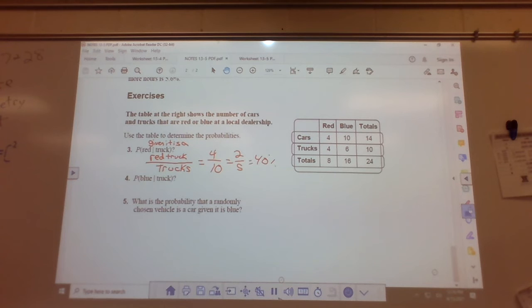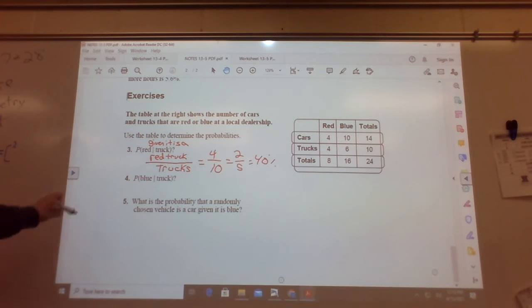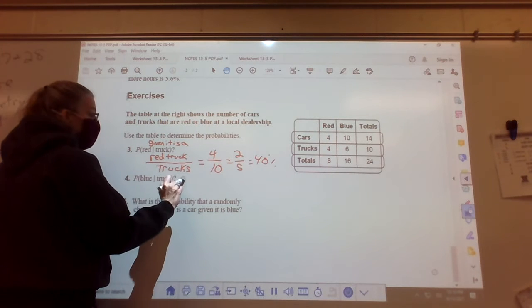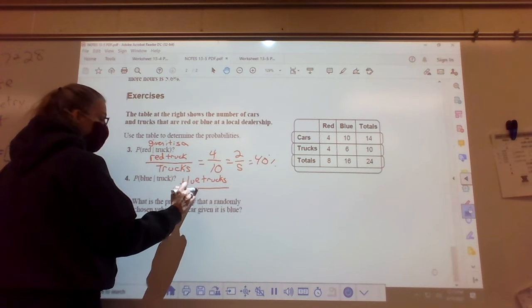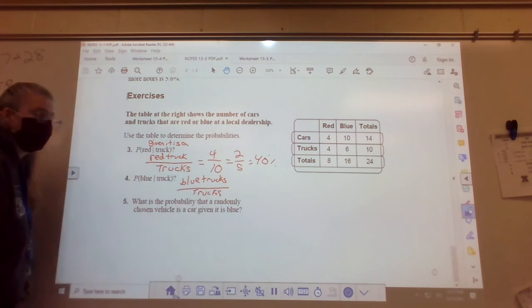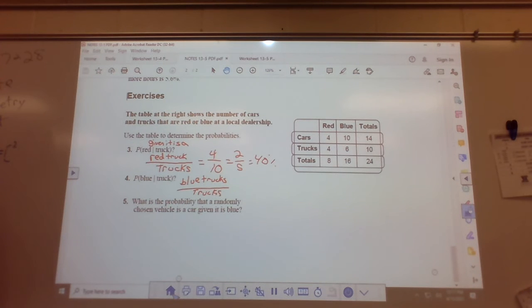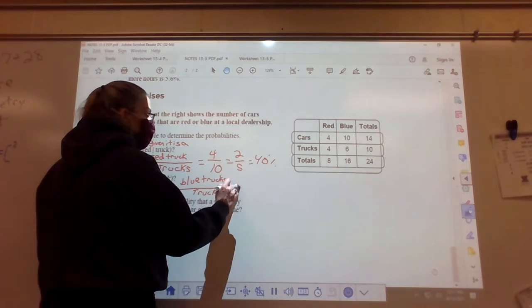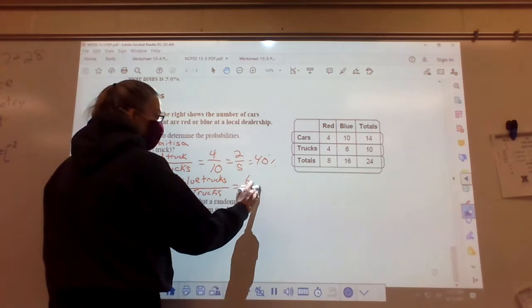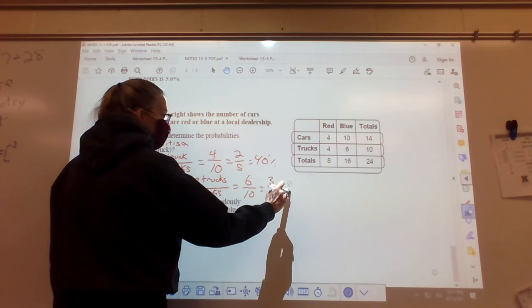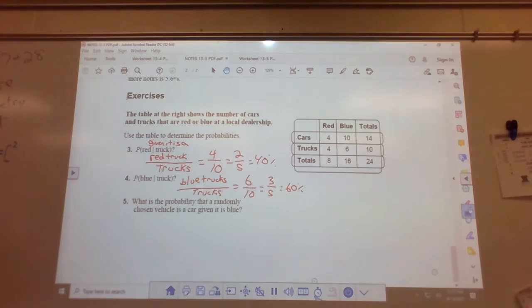So since it's a conditional probability, I'm only looking at certain groups. So like number 4, it says blue, given that it's a truck. So I'm looking for my blue trucks out of trucks. So blue trucks, how many blue trucks were there? 6. So 6 blue trucks. How many trucks? Still 10. 3/5, or I could write it as 60%. Any of those are fine.